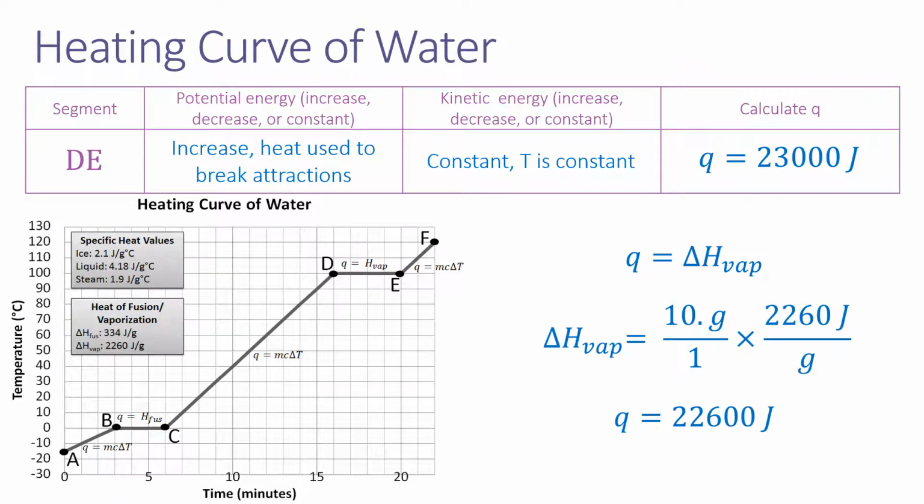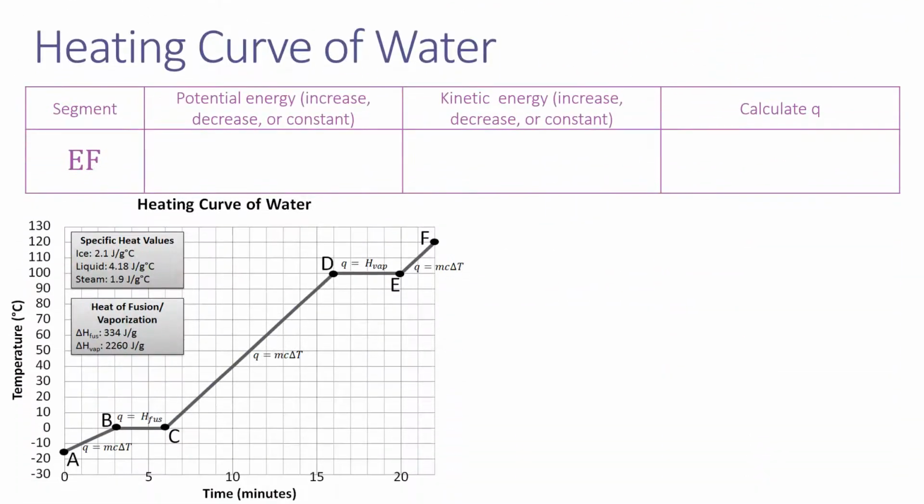Now we've finally reached the last segment here. So once again in segment EF, temperature is changing. So that means kinetic energy is increasing. As we add heat, those particles move faster, and potential energy is constant.